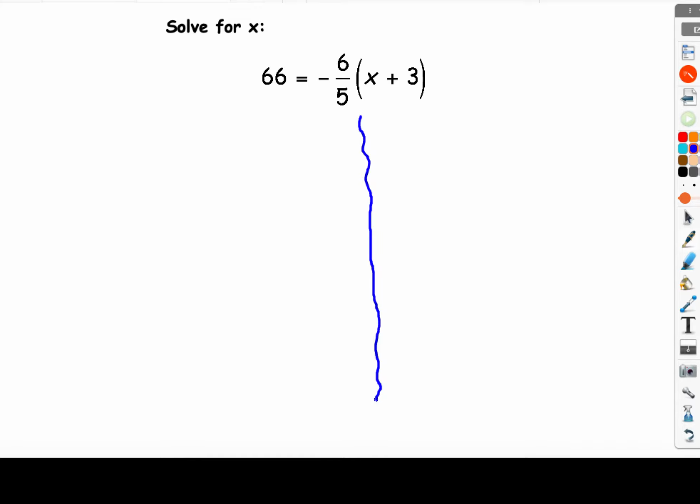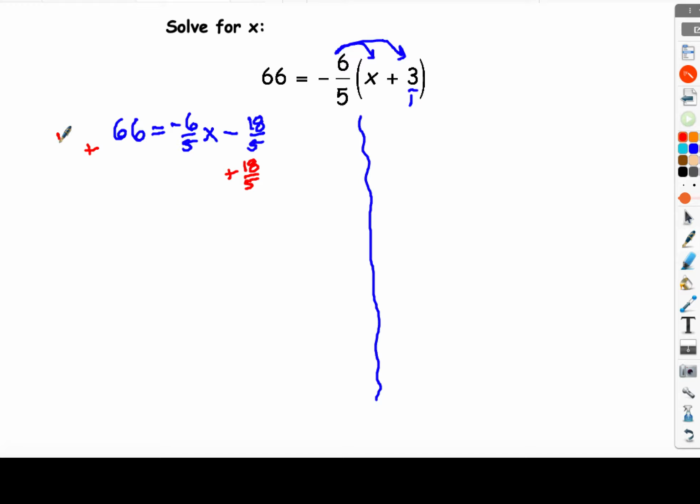So over here at the left, I'm going to say 66 is equal to, I'm going to distribute my negative 6/5 into my equation. So negative 6/5 x minus, well, remember that's 3 over 1, so that becomes a negative 18/5. If you wanted to find a decimal, you can definitely do that. That would be totally your choice. Well, notice it's going to get a little messy. We've got some fractions going on, but we could keep solving. I'm going to add 18/5 to both sides.